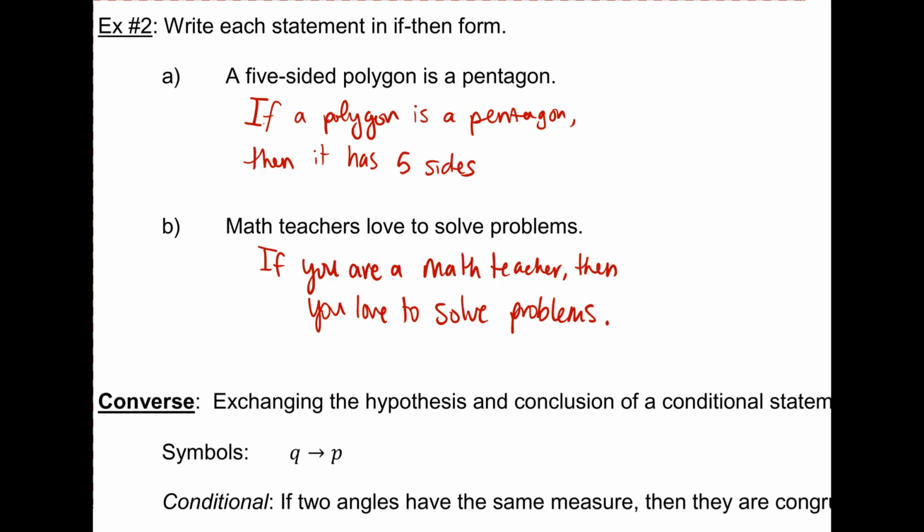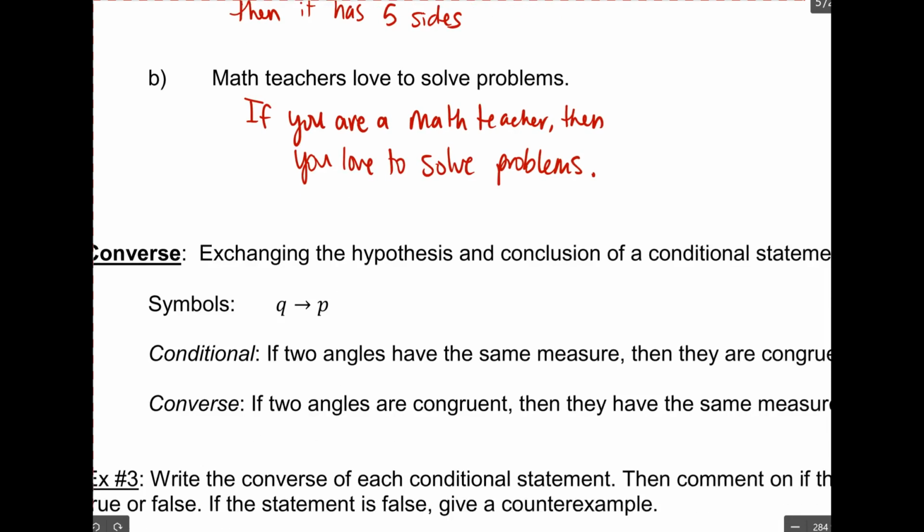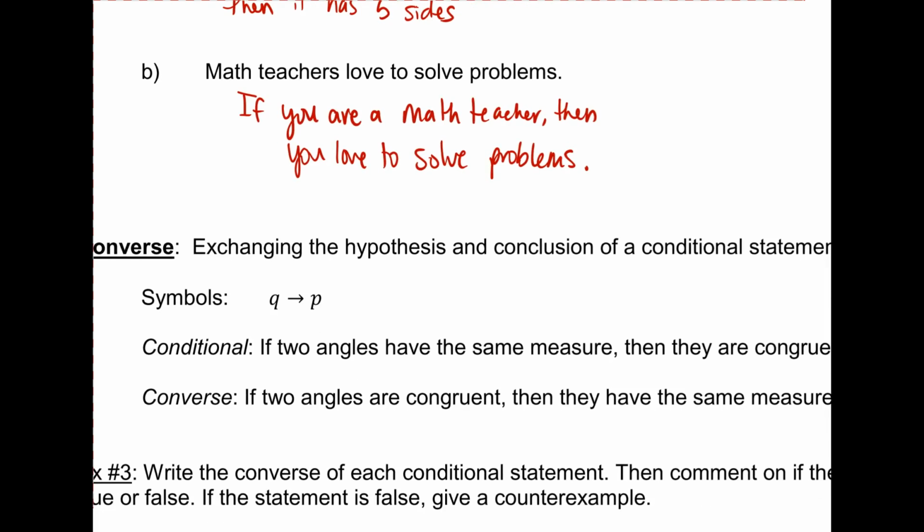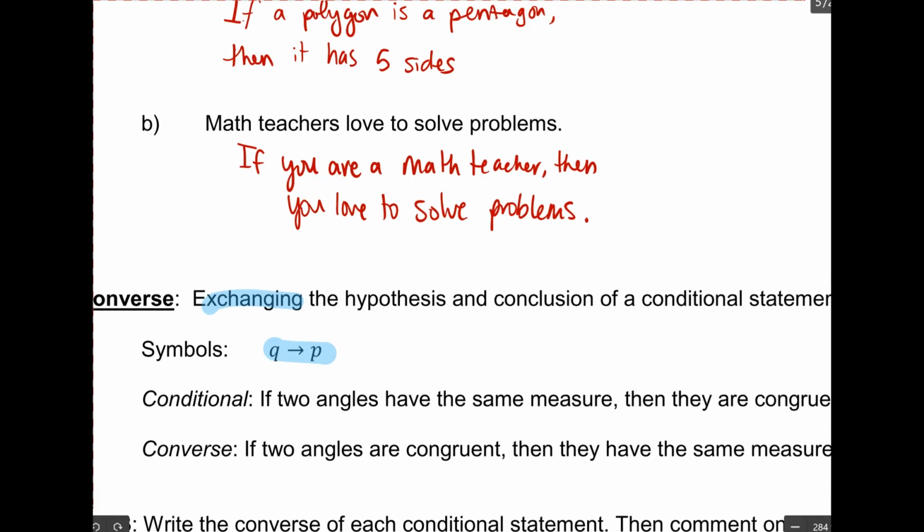All right, so the converse. The converse is exchanging the hypothesis and conclusion of a conditional statement. So that's exactly what we just did. If Q, then P. Before we said, if a polygon's a pentagon, then it has 5 sides. I could also say, if a polygon has 5 sides, then it's a pentagon. You're just flipping which one is your if. If two angles have the same measure, they're congruent. If two angles are congruent, they have the same measure. You're saying the same thing, just in a different order.